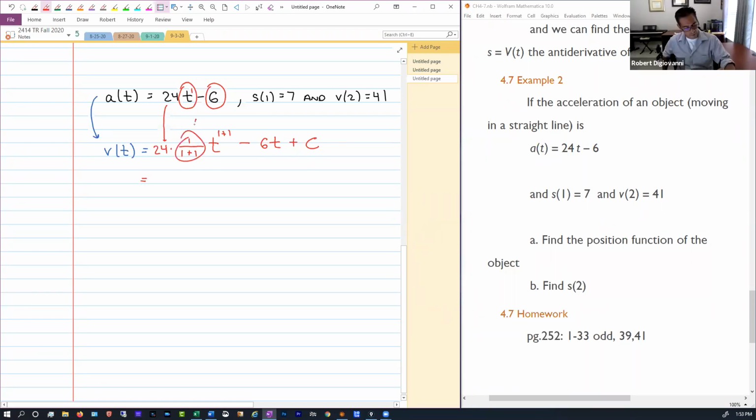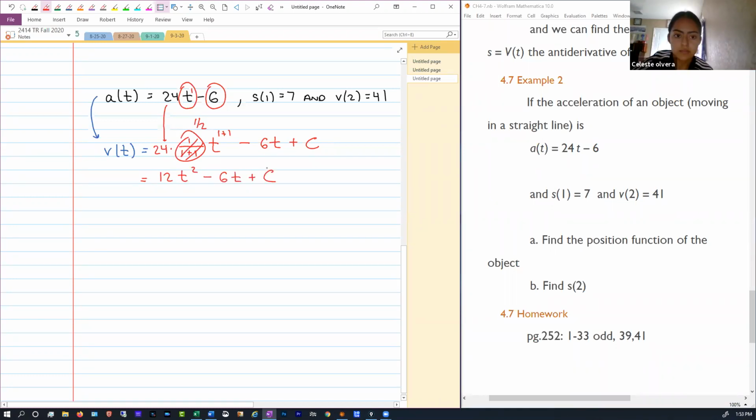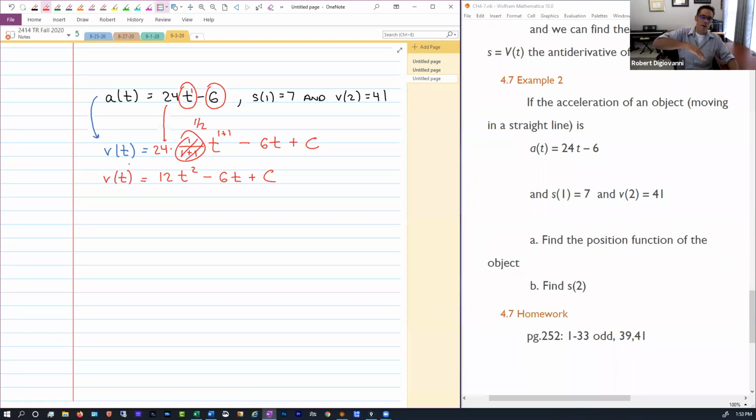This is 1/2. So half of 24 is 12. 12t squared minus 6t plus c. Okay, so what we have now is the antiderivative, the velocity function, kind of. We have a whole family of them, all right? So we need to figure out if we can nail it down. Can we figure out what that c is? If we can, then we would know exactly what the velocity function is.